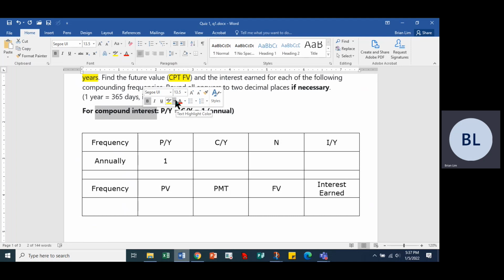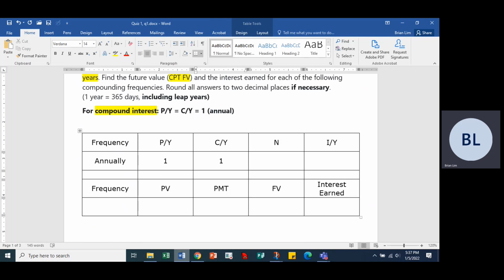All right, so that should probably be highlighted. And so there we are. So that would be 1. Annual means once per year. Now, this number here, n, is really the number of years times the compounding frequency. So this value of n is equal to the CY number times the number of years. Okay, so that's how that one works out. That is what CY is.